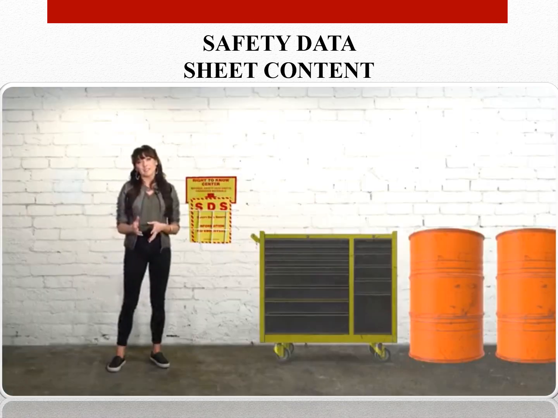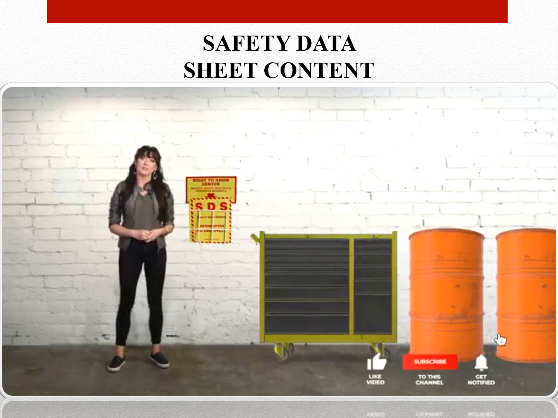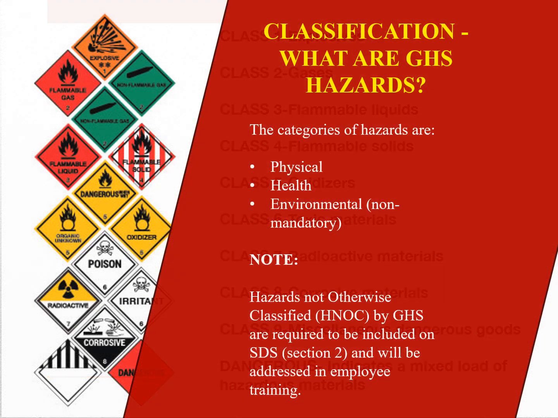The ability to have this information at our fingertips is something that's relatively new to the workplace overall, and it's a right that we should all exercise. The global harmonized system categorizes hazards into three types: physical hazards, health hazards, environmental hazards.